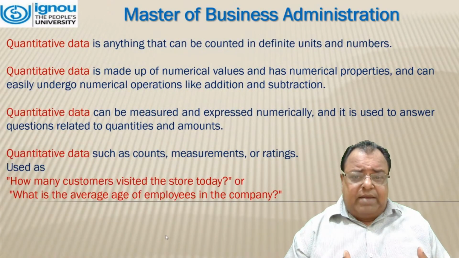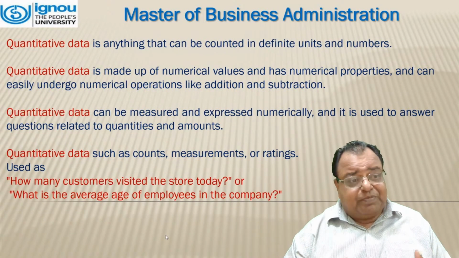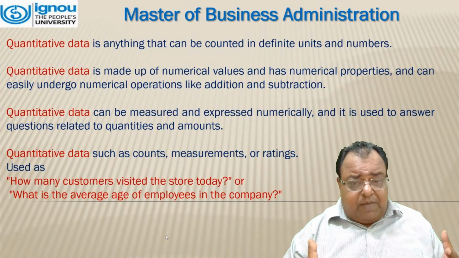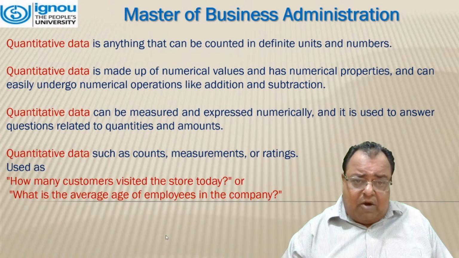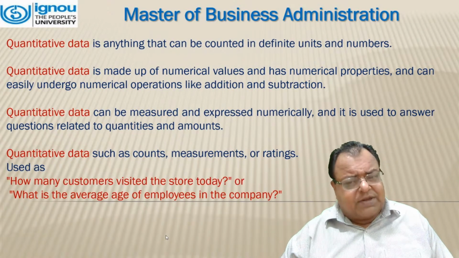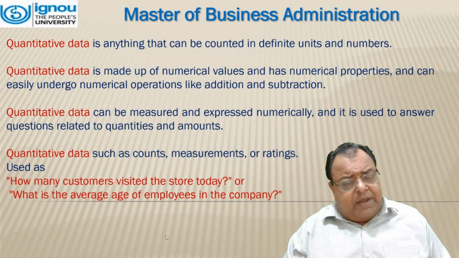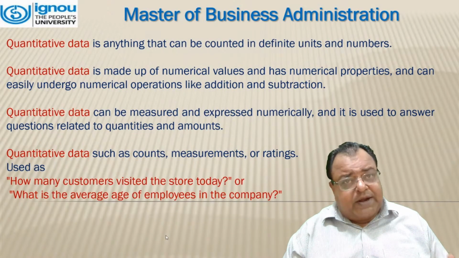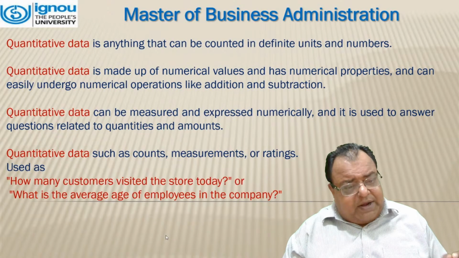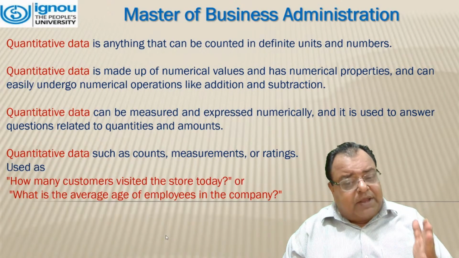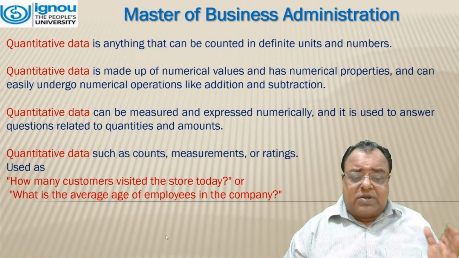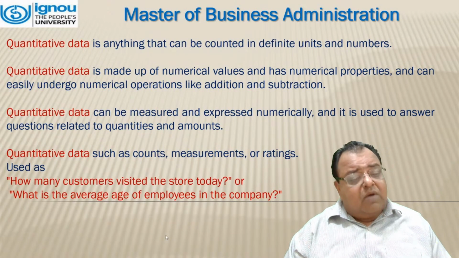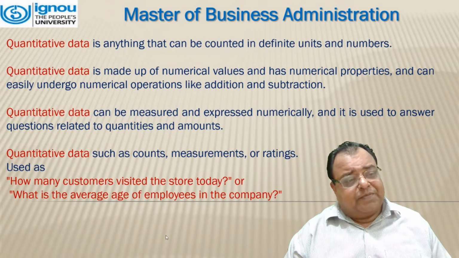Quantitative data is something that can be counted in definite units and numbers. This data is made up of numerical values and has numerical properties and can easily undergo numerical operations like addition, subtraction, multiplication. Quantitative data can be measured and expressed numerically, and it is used to answer questions related to quantities and amounts. Quantitative data, such as counts, measurements, or ratings, is used to answer how many customers visited the store today, or what is the average age of employees in the company.